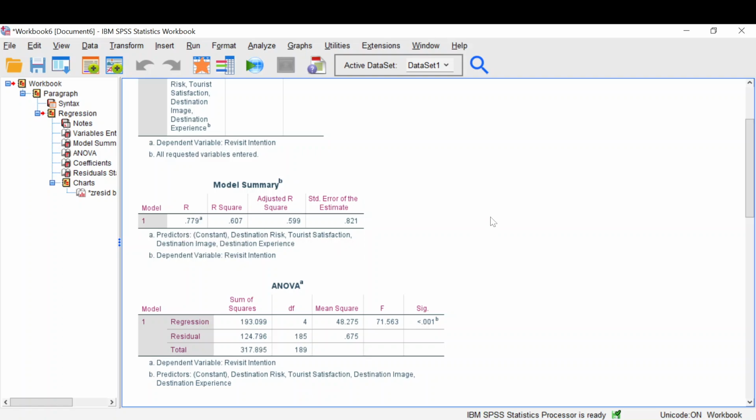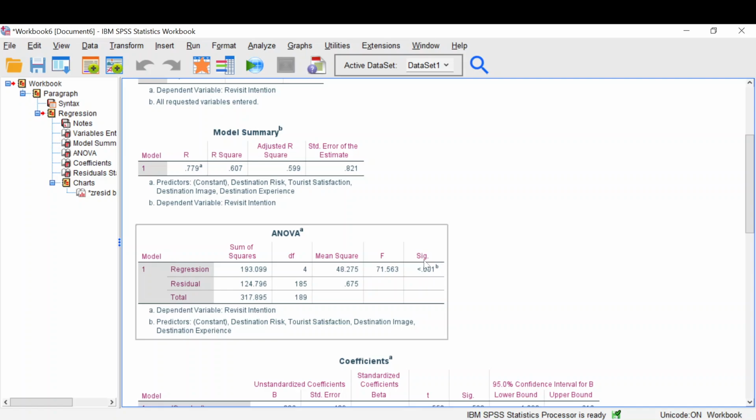So if you recall from the last video, I talked about how if you have one independent variable, you report the R square. If you have more than one independent variable, you report the adjusted R square. So in this case, we're going to report the 0.599, and according to past research, this is a moderate correlation. So 0.6 almost is a very good adjusted R square. This is essentially saying that 60% of the variance of the independent variables predict the variance of our revisit intention dependent variable.